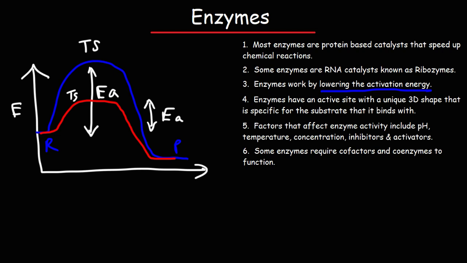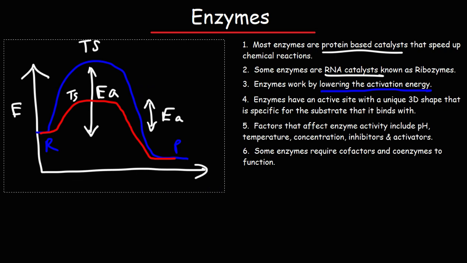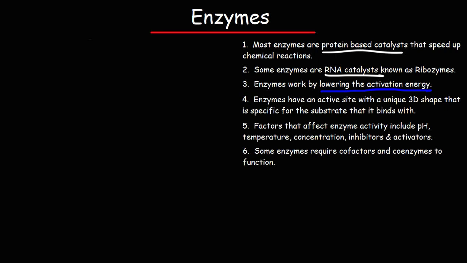Now, most enzymes are protein-based catalysts, but there are some enzymes that are not made up of proteins. And these are RNA catalysts known as ribozymes. Now let's get rid of this picture. It's very easy to identify an enzyme if you're given its name. Enzymes, they have the suffix ase.